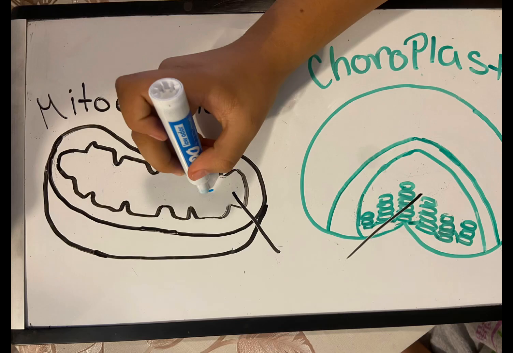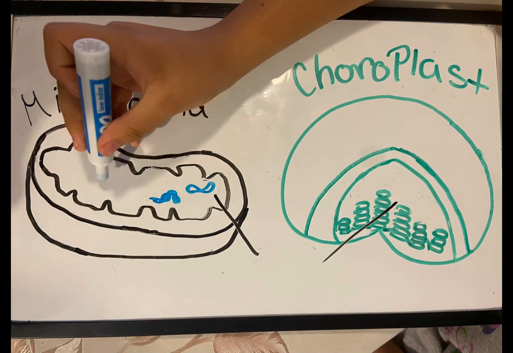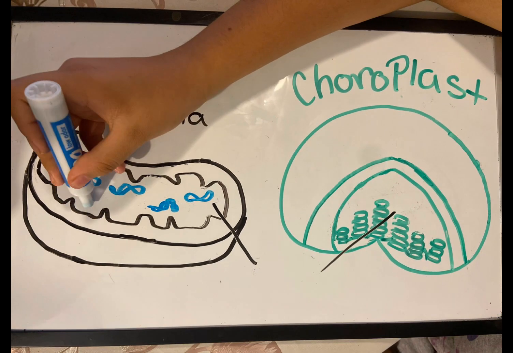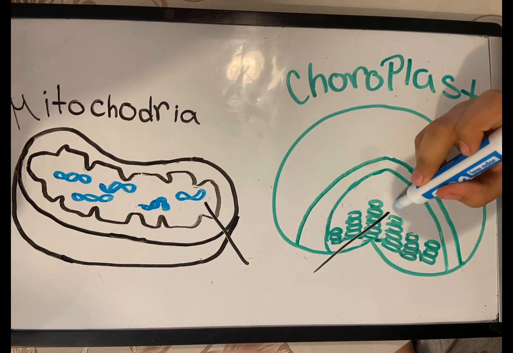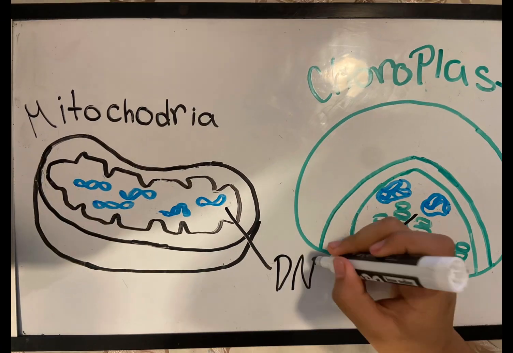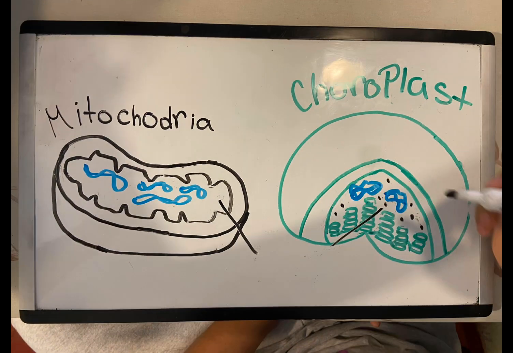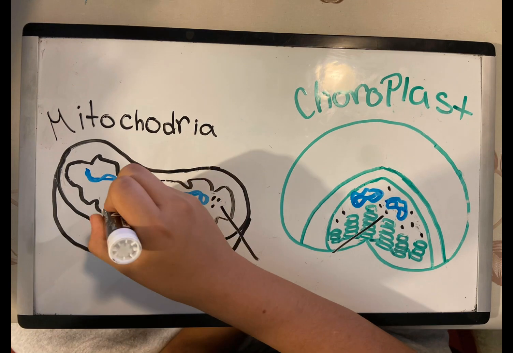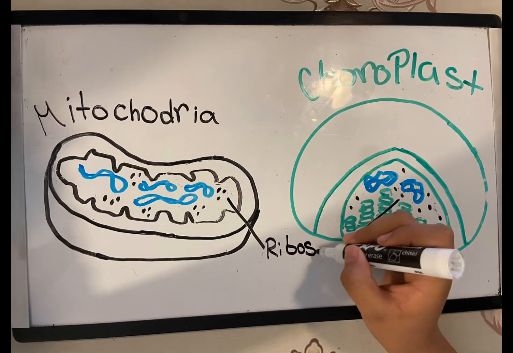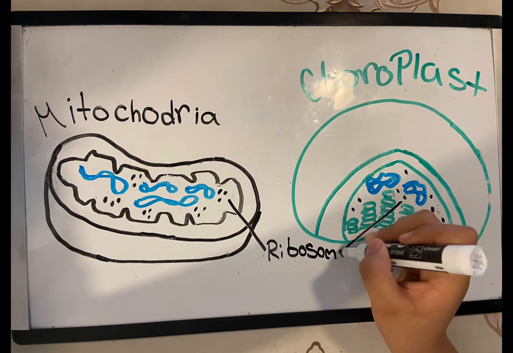Genetic material helps them produce proteins needed for energy production and photosynthesis. It also allows them to replicate independently, supporting their specific functions of the cell. Ribosomes produce proteins encoded by their own DNA, essential for energy processes, ATP production in mitochondria, and photosynthesis in chloroplasts.